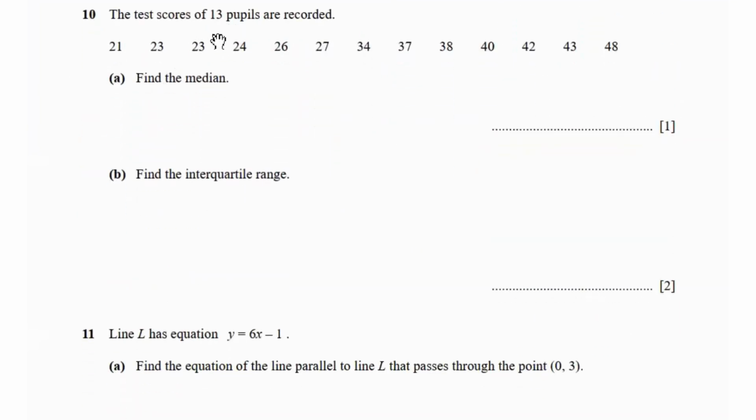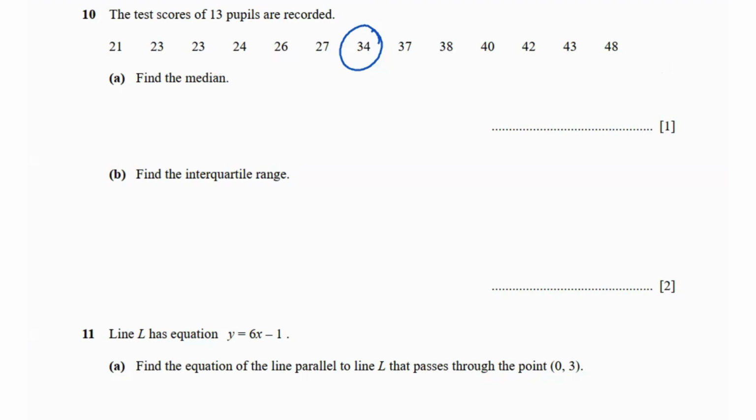Then it says the test scores of 13 pupils are recorded. So we have these scores of 13 pupils and we need to find the median. Median is the middle value. Since it's 13 in total, that means the seventh value is going to be the median. So 1, 2, 3, 4, 5, 6, 7. Remember, when you're trying to figure out the median or the range, you need to make sure that the values are in ascending order firstly. So it has to be from the smallest to the biggest. Over here, they already gave us the values in ascending order, so we don't have to do that.